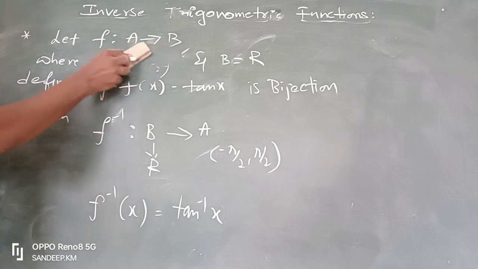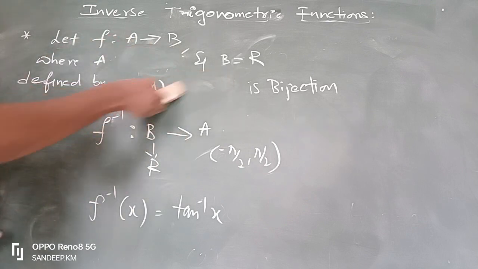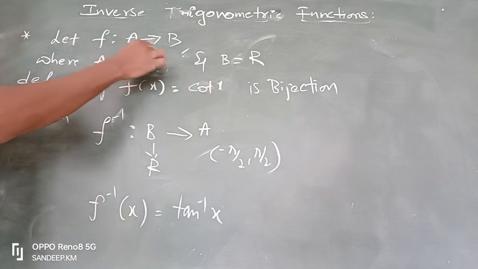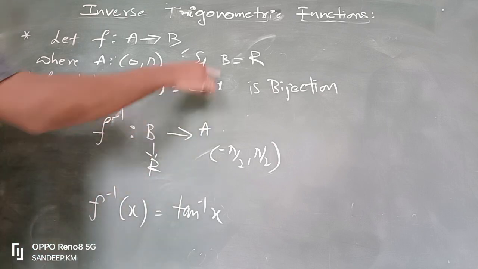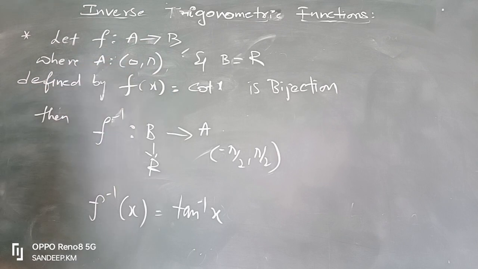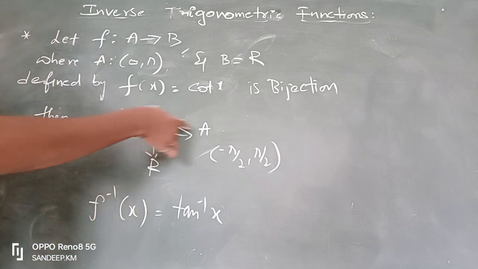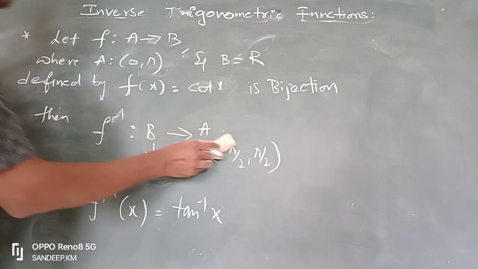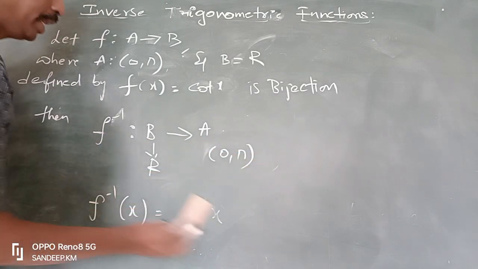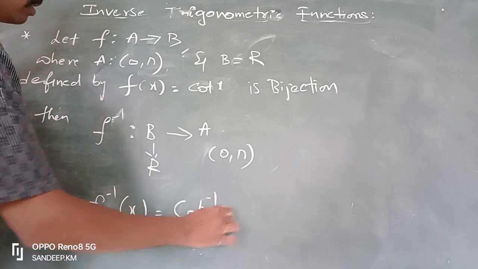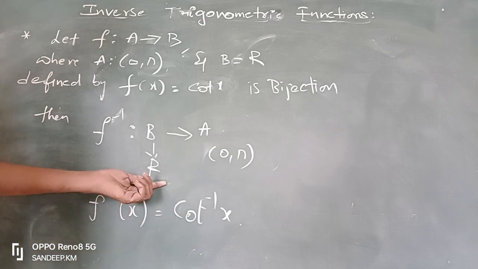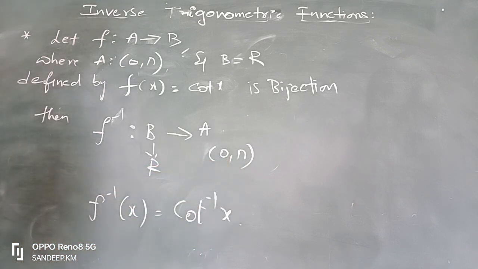In the same way, next, if you talk about cot x, its domain will be between 0 to pi and its codomain will be any real number. Then cot x will be a bijection, so its inverse exists. Its inverse is from B to A, where B is any real number and A is 0 to pi, and its inverse is given by cot inverse x. Cot inverse x is a function with domain any real number and codomain 0 to pi.